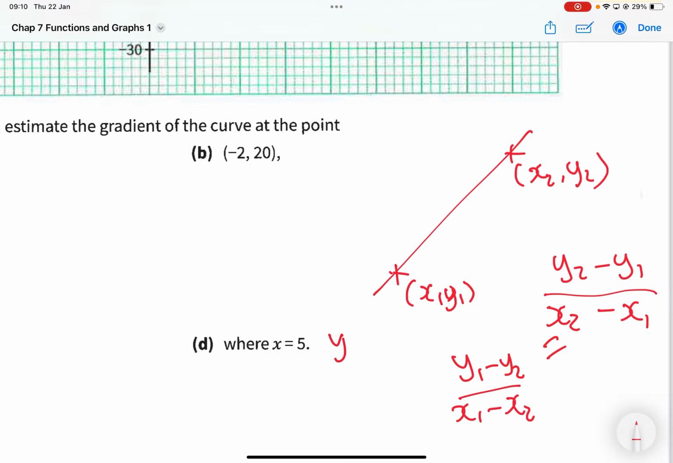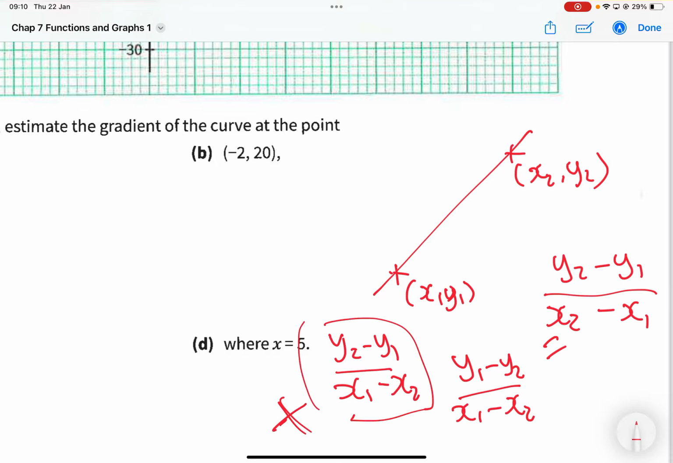But once you put y2 in front and then your x1 in front, this will give you wrong answer. It will be the same value, but the plus and minus will be wrong. So you can put y2 minus y1. You can put y1 minus y2. Just make sure you put y2 in front, your x2 is in front. You put y1 in front, your x1 is in front. The x and y from the same point must be on the same side.